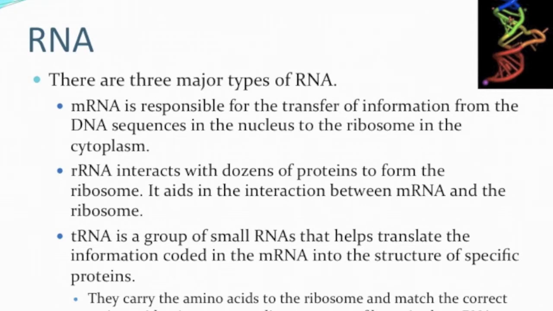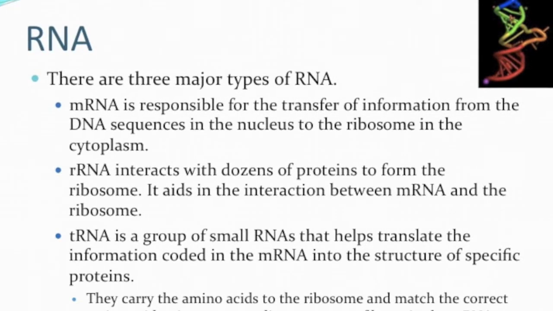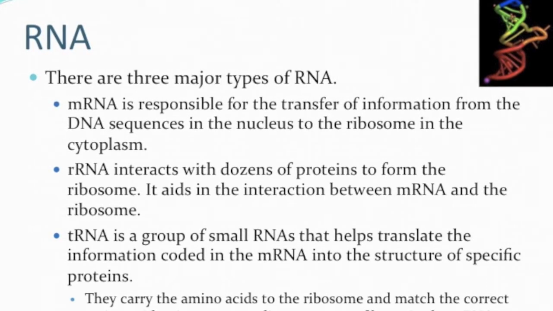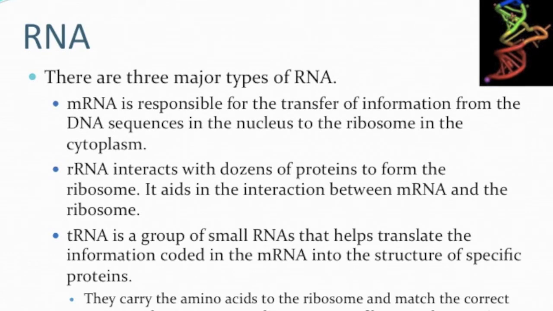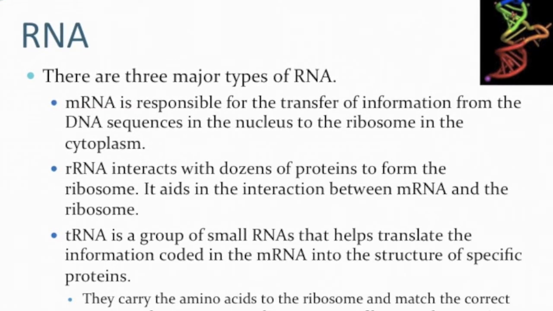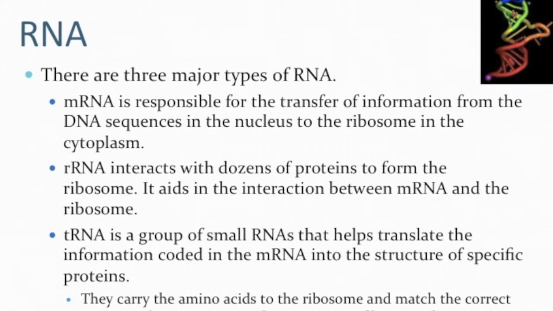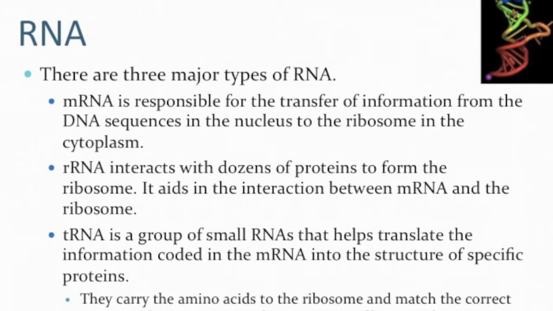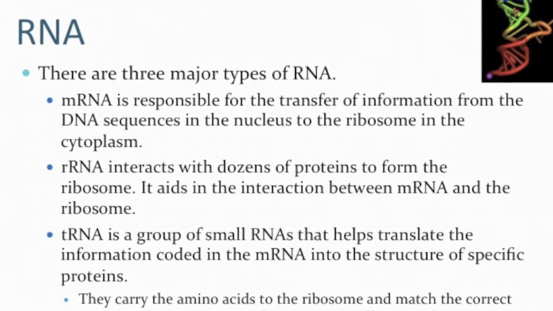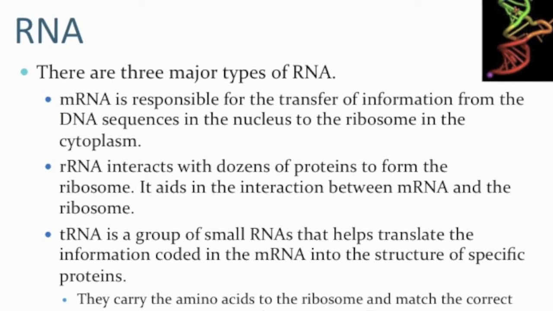There are also three kinds of RNA. The first is messenger RNA or mRNA. This type of RNA is responsible for transferring information from DNA sequences that are located inside the nucleus to the ribosomes in the cytoplasm. The next type of RNA is ribosomal RNA. This type of RNA interacts with dozens of proteins to form the ribosome. It makes up an essential part of the ribosome.